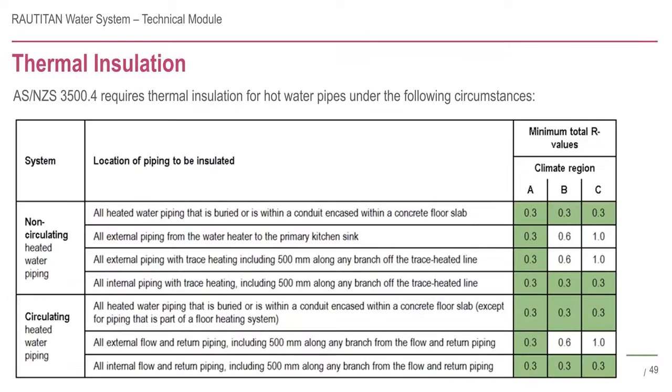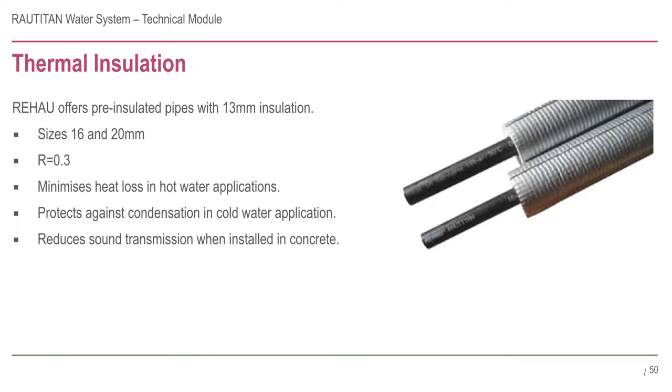For hot water applications, AS/NZS 3500.4 requires thermal insulation under some conditions. Rautitan by itself does not meet the minimum R value of 0.3. Therefore, Rautitan pipes need to be thermally insulated to achieve the minimum R value. Rehau does offer pre-insulated pipes with 13 mm insulation for the smaller 16 and 20 mm pipe sizes. This insulation has an R value of 0.3.